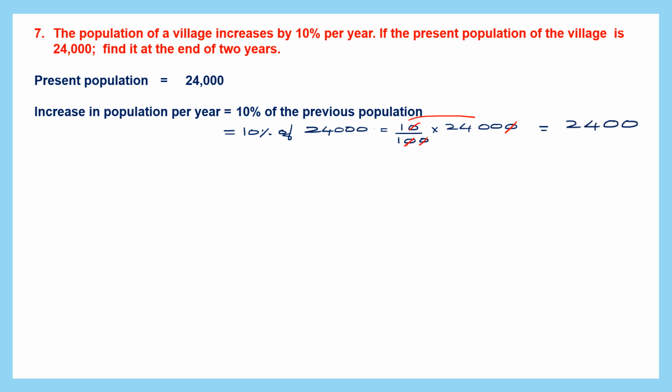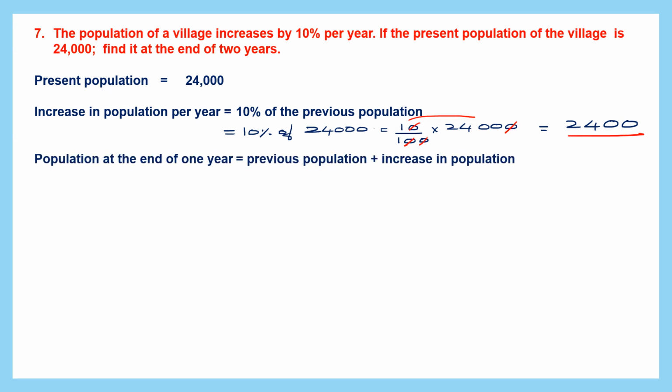This is the first number. This is the increase in population. So population at the end of 1 year. So present population is this. It increases by 10%. So at the end of 1 year, previous population plus the increase in population. So what was the previous population? 24,000, and to that we add the increase in population, 2,400. So when you add this up, you get 26,400. So this is the population at the end of 1 year.